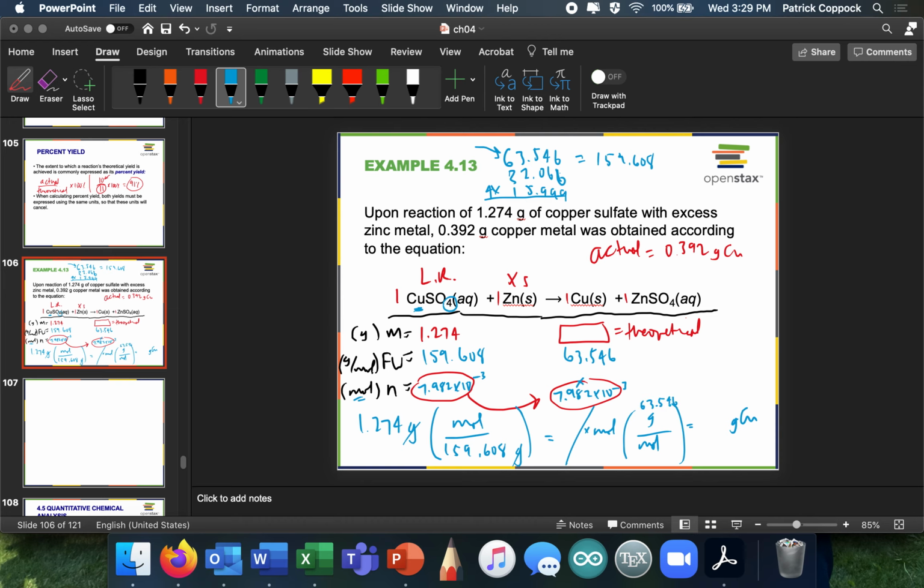And this is 63.546, right? So I'm going to take my 7.982 times 10 to the negative 3, and I'm going to multiply it times 63.546. And I'm going to get 0.507, 0.507 to, I'm going to say 3, okay? Get 5 sig figs. And my actual was there, right? So now I'm ready to do it. I'm going to do this in orange. I'm going to change colors.